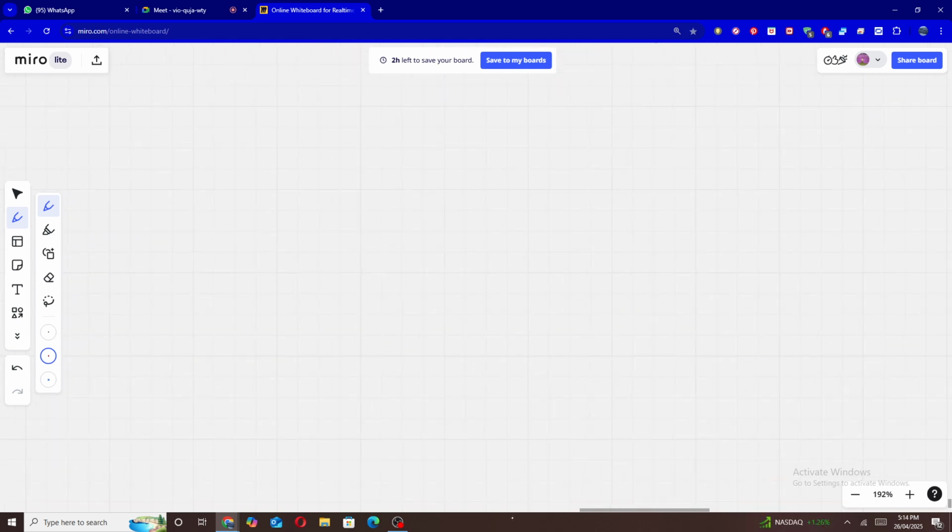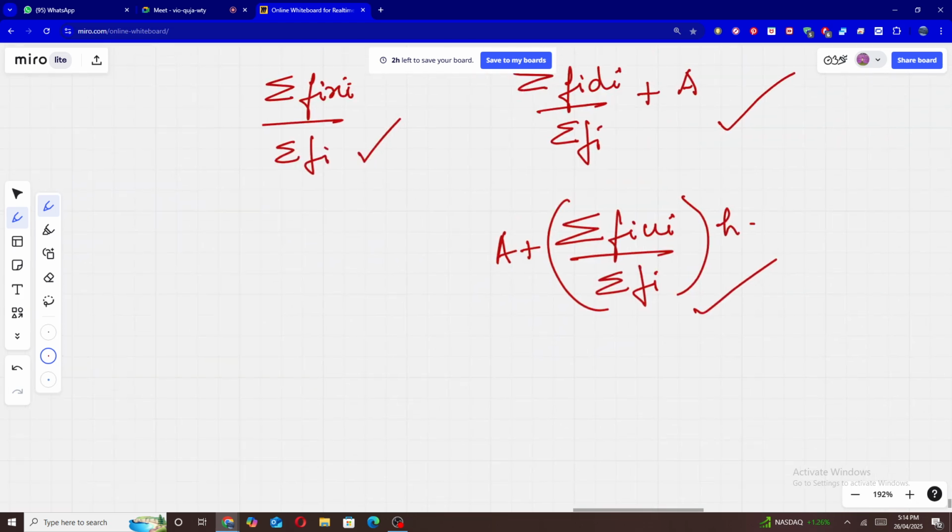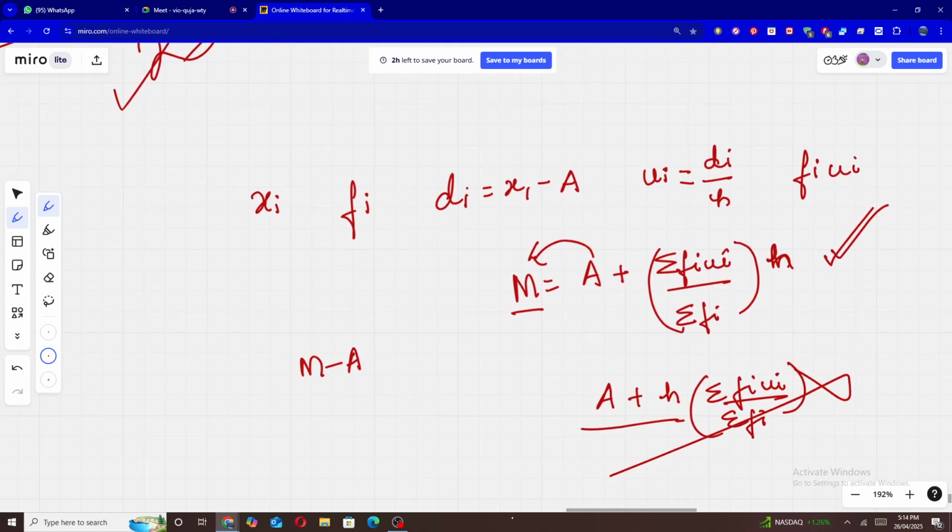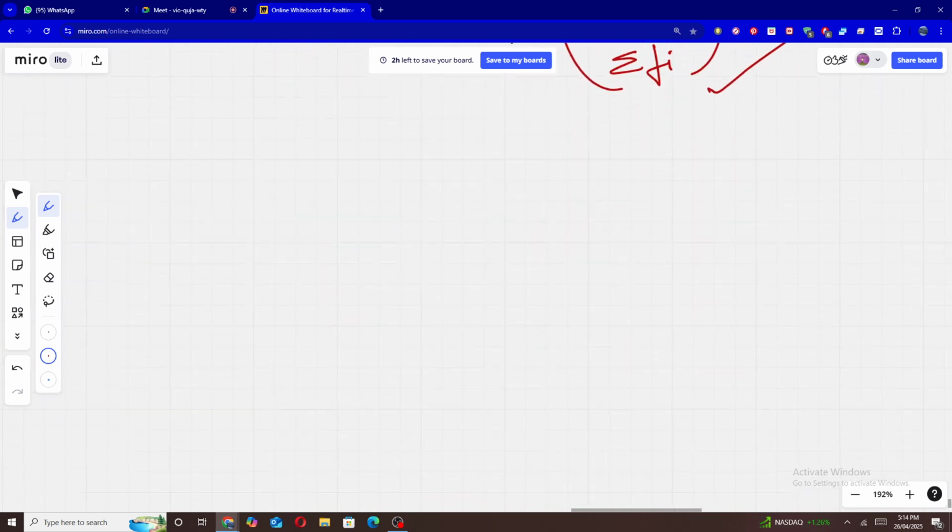What is u? U is used for the last method, the step deviation method. It's just a variable. Apparently it's supposed to make things simple. See, di you subtracted, you made it small. That again you're dividing by h. It will become even smaller. And then we multiply h.